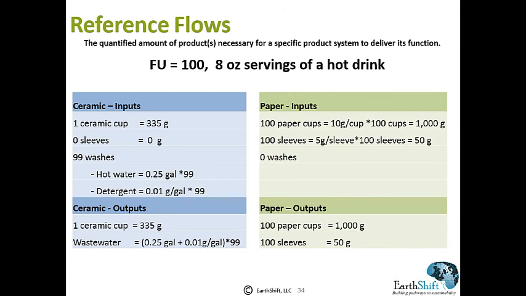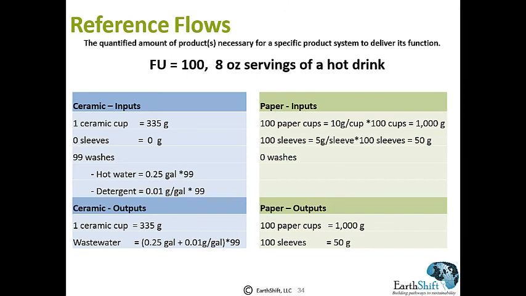For each paper cup, you need a 5-gram paper sleeve. No sleeves for the ceramic cup. You never need to wash the paper cup. We are assuming you wash the ceramic cup each time using 0.25 gallons of hot water and 0.01 grams per gallon of detergent per wash.